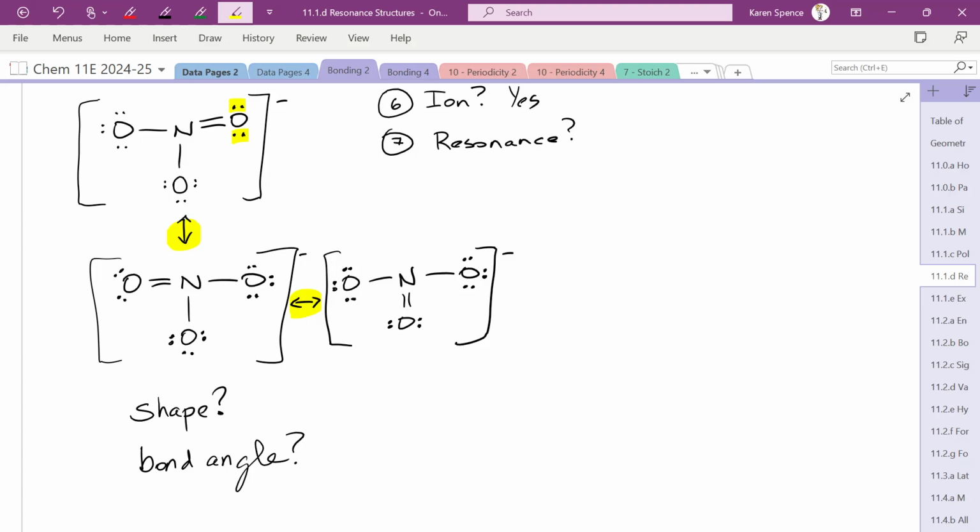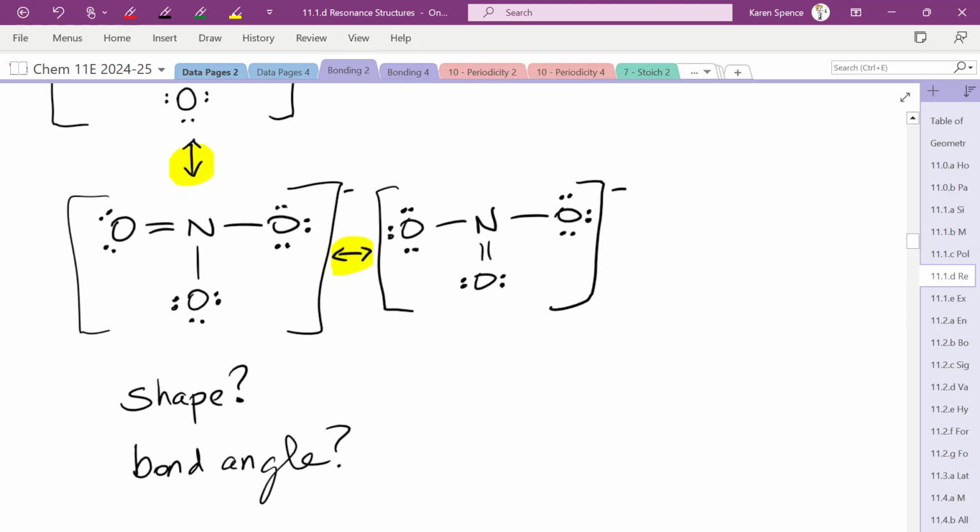Other than, who are the exceptions who don't need 8? Beryllium and hydrogen. How many does hydrogen need? 2. How many does beryllium need? 4. How many does boron need? 6. And aluminum? 6. All right, what is the shape of this nitrate ion?